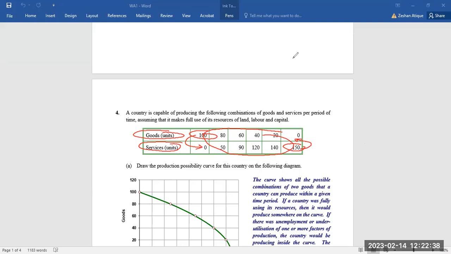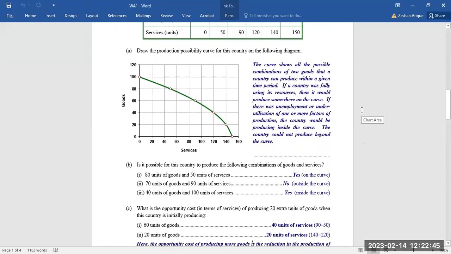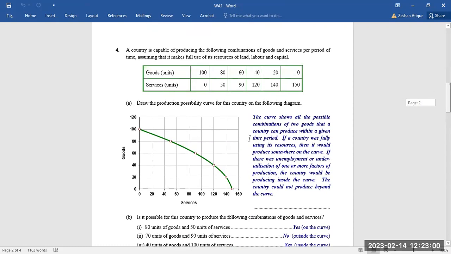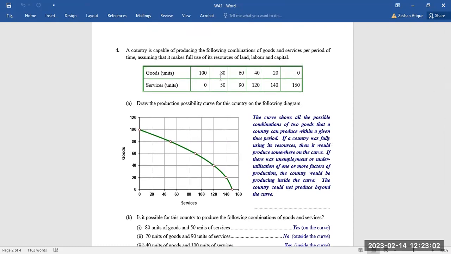And this curve will help you understand this particular kind of behavior. Now, the question requires you to draw the production possibility curve for this country from the following diagram. Now, if you take these points together, when you make combinations of them, you must make coordinates of them, for example, this particular point on this curve. Look at this. The first point is this combination.